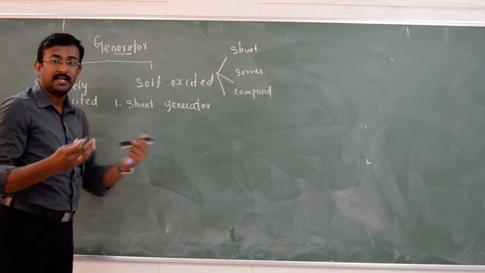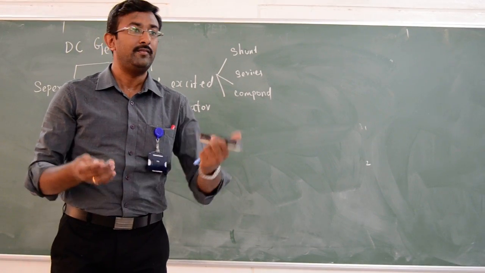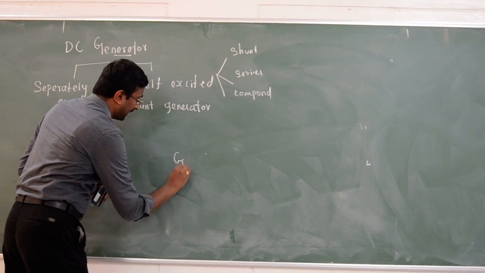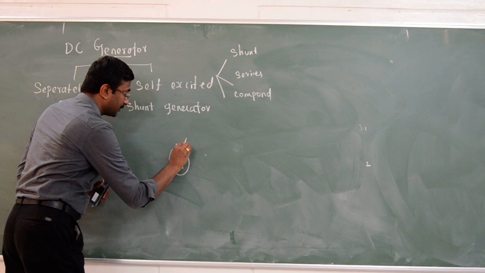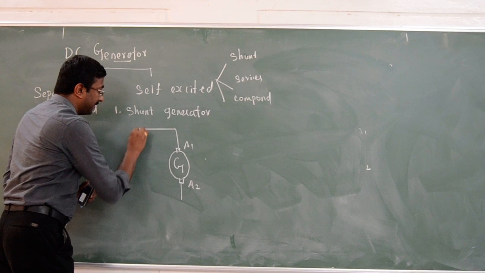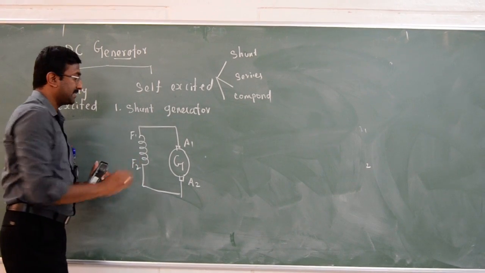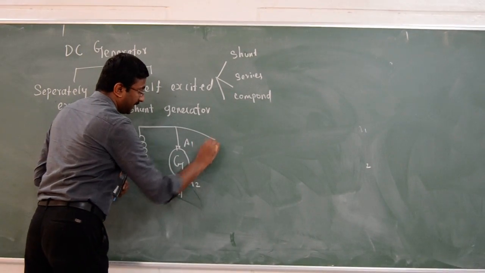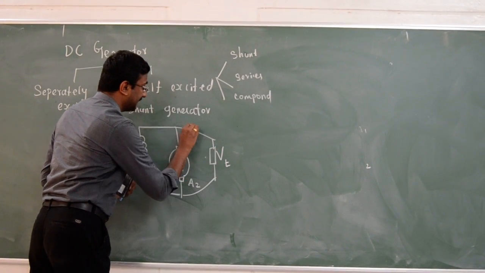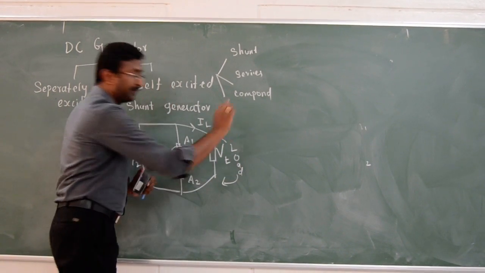We already know that shunt means parallel. If the field winding is connected in parallel to the armature winding, then that type of generator is called a shunt generator. This is a graphical representation of the shunt generator. Here I have an armature winding A1 and A2, and a field winding F1 and F2. The output voltage is the terminal voltage Vt. If we connect any load here, a current called the load current flows. We are connecting the load across the terminal voltage.